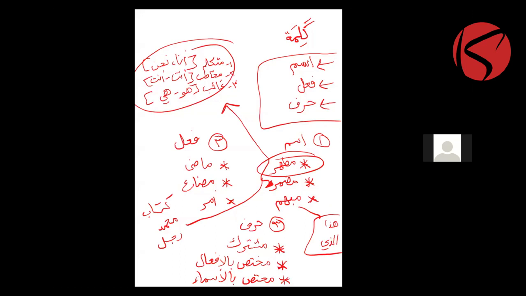The verbs are 3 types: past, present, and a command, which also is considered as a future. Okay, it's a future. And then we have the huruf, which is 3 types.